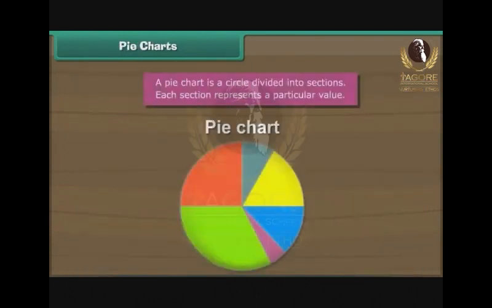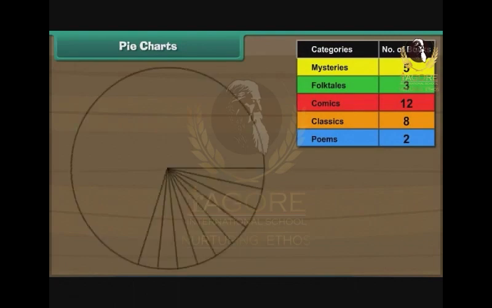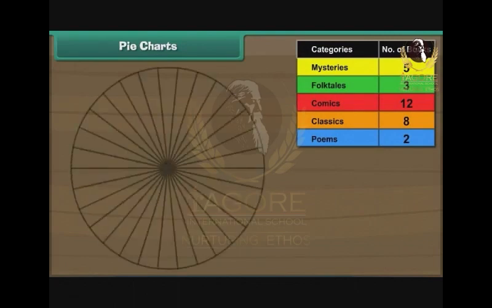Pie charts. A pie chart is a circle divided into sections. Each section represents a particular value. Let us now organize Ravi's data with the help of a pie chart. Here is a circle divided into 30 sections. Each section represents a book.